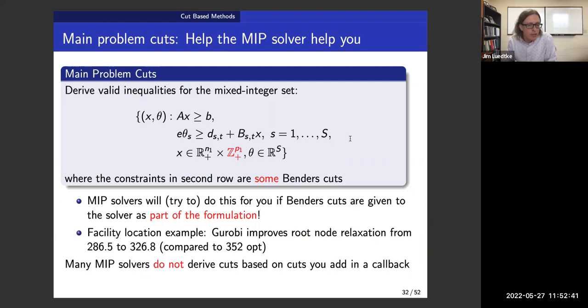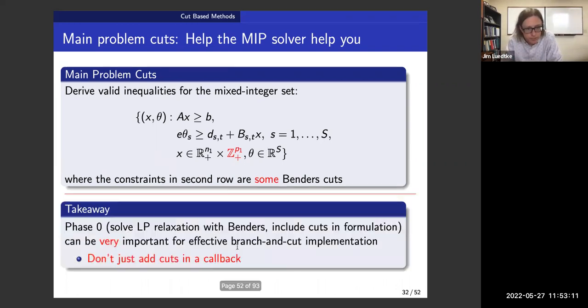So in that facility location example, the initial LP relaxation that I got from adding all the Benders cuts I could find had value 286.5. But when I gave this to Gurobi and said, okay, just do your work with your general purpose integer programming cuts, it improved the LP relaxation value with these main problem cuts to 326.8. Right? So that's getting a long way towards where it ends up, the optimum value being 352. So that's an important thing to take advantage of with these commercial solvers.